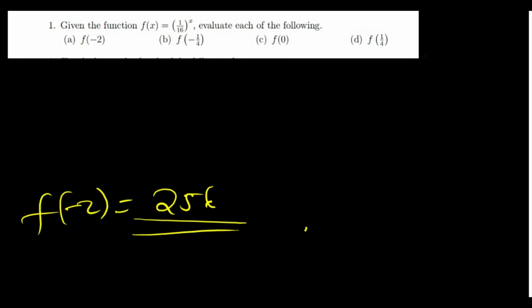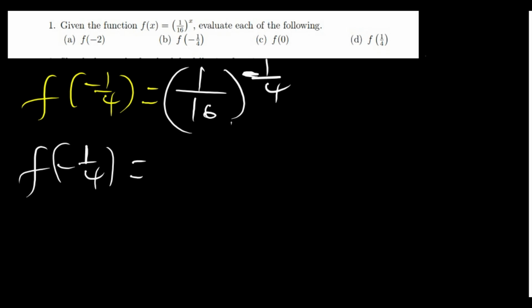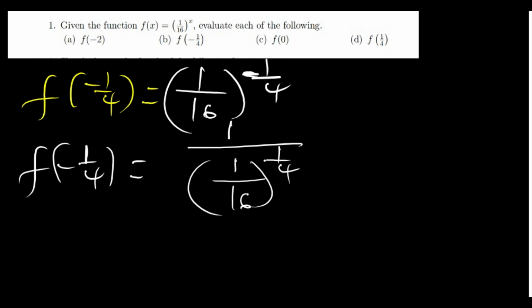Part B, they want us to find f of negative 1 over 4. Where there is x, I have 1 over 16 raised to the power x. x is negative 1 over 4. Remember we said that if I want to remove the negative, I have to put 1 on top. So f of negative 1 over 4 is going to be 1 on top divided by 1 over 16, which has to be raised to 1 over 4.